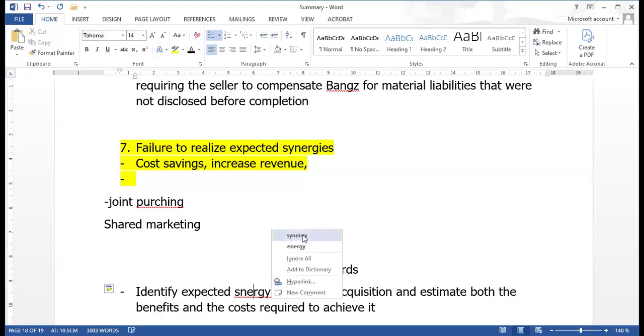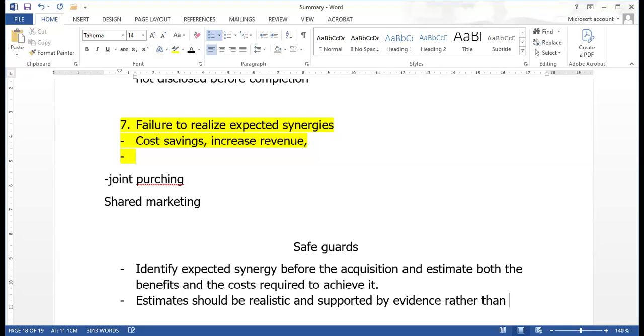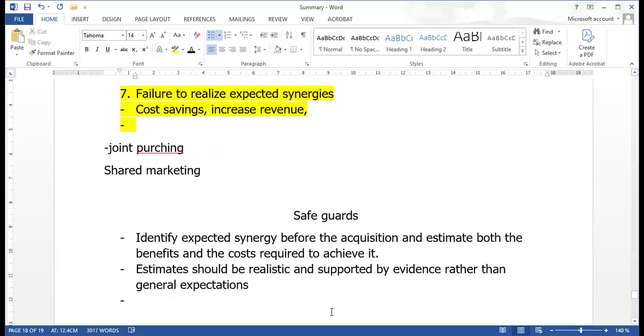Yes, you see that there is a synergy, but have you estimated the benefit and the costs required to achieve that? The estimates should be realistic and supported by evidence rather than general expectation. What have you based on to get those expected cash flows? What have you based on?